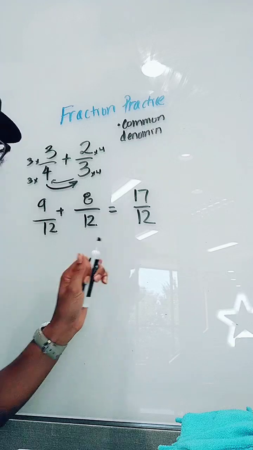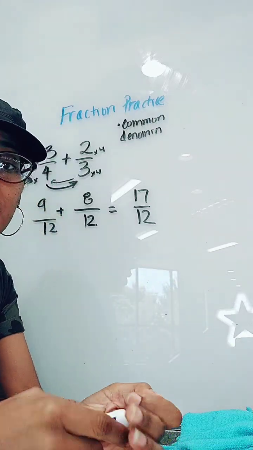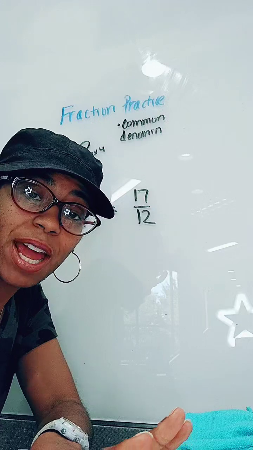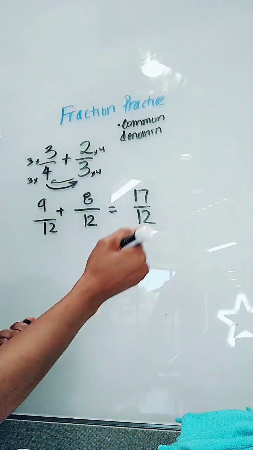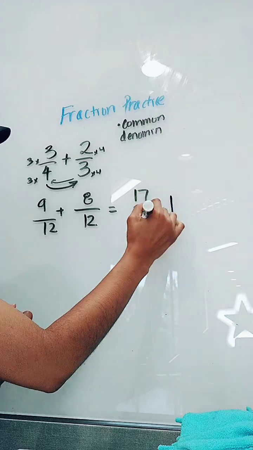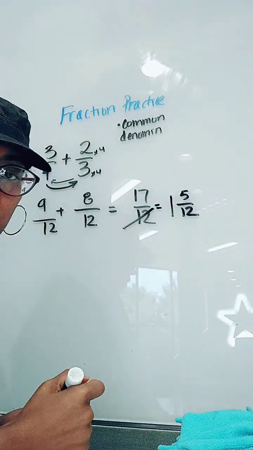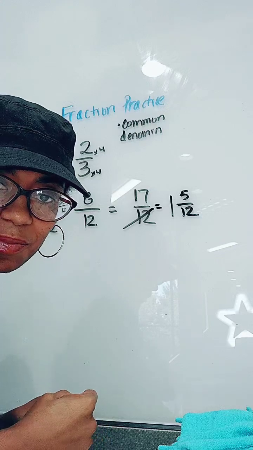Now, somebody put it as a mixed number. You can do that if you want to. Depending on how the test is, sometimes you don't have to, but you definitely can change this and take out that 12, make that 1. If I take out one of the 12s, how many do I have left? 5 over 12. Okay?